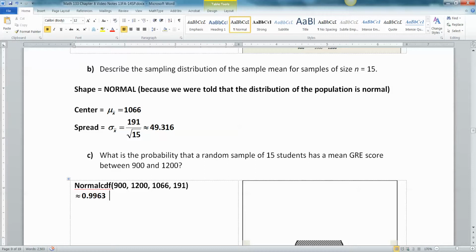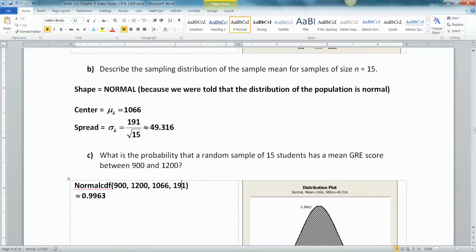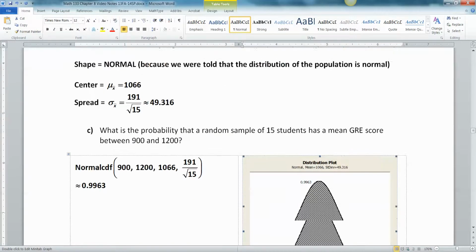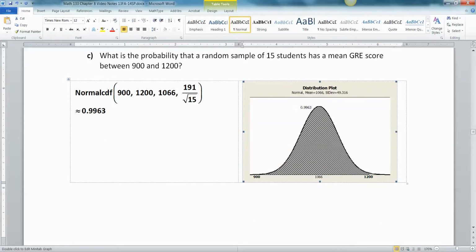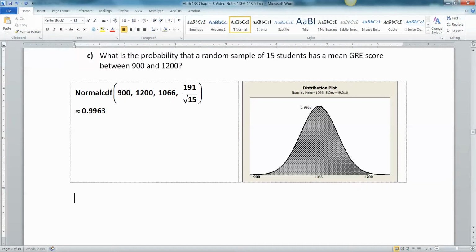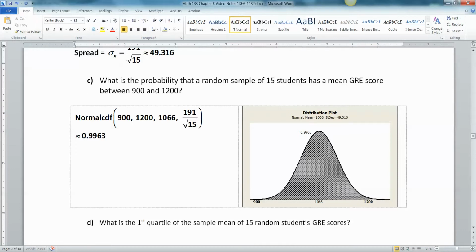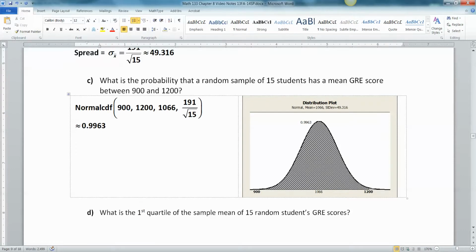So we'll put that in our notes right here. What we do want to tell it is that we typed this in a little bit differently. So hold on one sec. There we go. So we put in normal CDF 900, 1200, 1066, but then 191 over the square root of 15. Or if you prefer, you can put the decimal in, but make sure you keep several decimal places for that because you don't want to lose accuracy as you go. All right, so that's another normal CDF question, this time from 8.1.